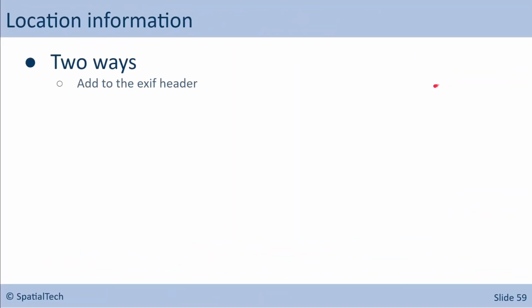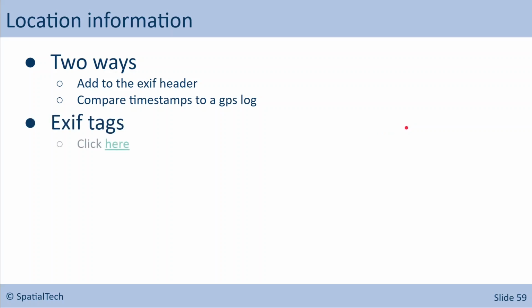So there are 2 ways, right? You add it to the header. So in that metadata part with all the camera information, we actually burn in a lat long and that sort of thing. Or another way to do it is you say, when was this picture taken? There's a timestamp. You go to the GPS log of the device and say, where were you at this time? And then you can get the coordinates that way. So that's another way to do it. And so EXIF tags, you can learn more about the tags here and the GPS tags there.